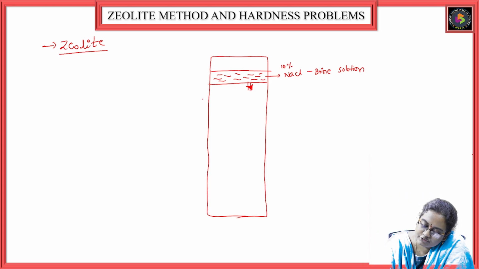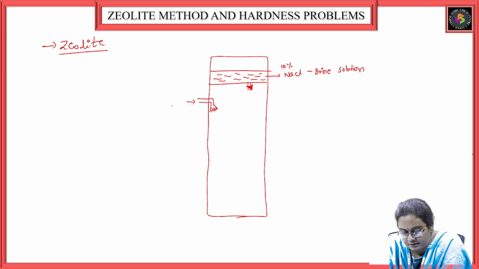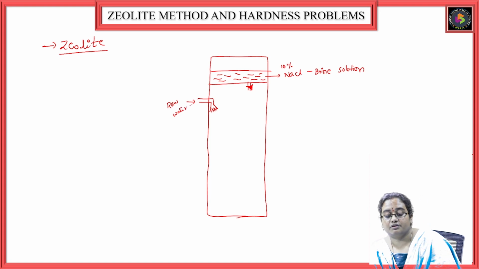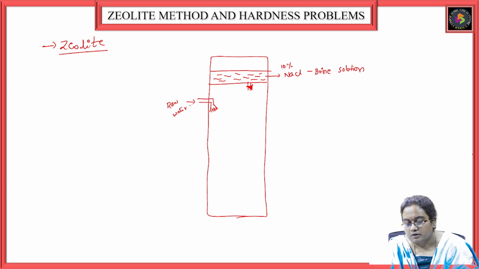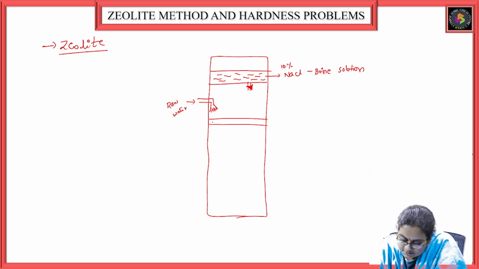It consists of an inlet to have raw water. Through this inlet only, we are going to send raw water, the water where we are going to remove hardness. Beyond this inlet, we have layers, that is your pre-filters. This is your pre-filter.